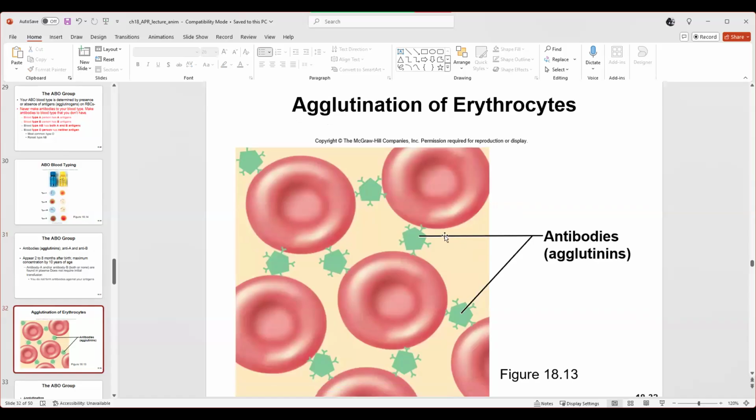And by agglutination, this is what we mean. So what happens is you have type A antigens sticking out.